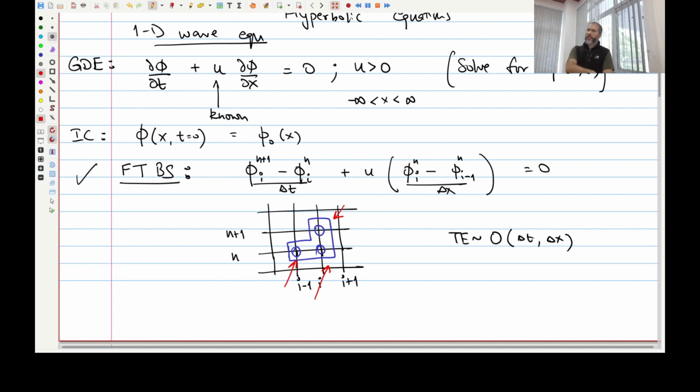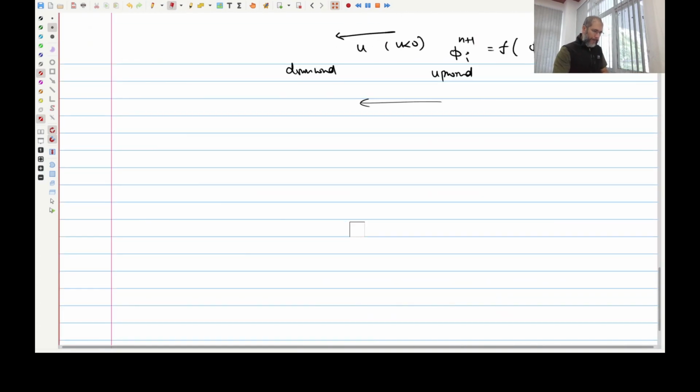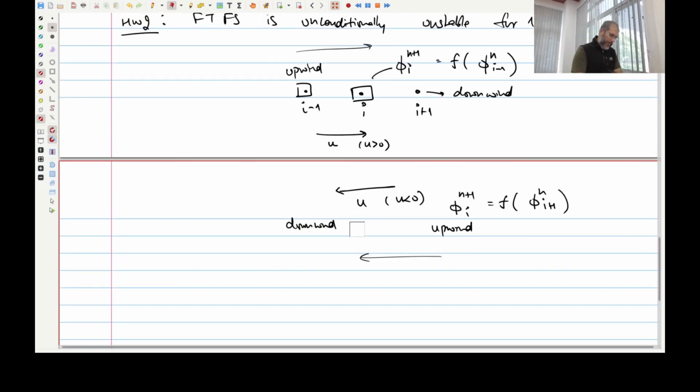Let's say for this case where u is greater than 0, if I had to include one more point, what spatial point would I include? I minus 2, right? Because information is traveling from left to right. So if I had to include more spatial points, I would rather include this one and not this one, because the right I plus 1th point will make it unstable. Okay? So this process is actually called upwinding.